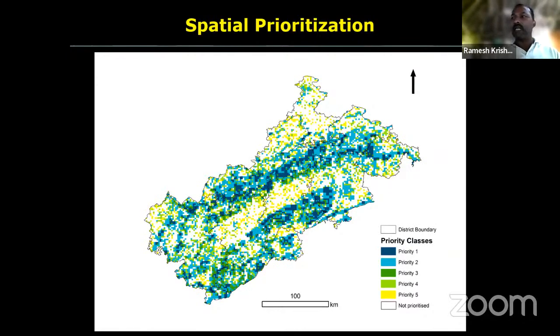So priority 1 is an area which has got high tiger movement plus high biodiversity. That's an area where we say no-go areas, inviolate areas, where we want to secure it at any cost. Priority 2 areas are more of tiger areas, maybe less biodiversity, things like that. So all these options already exist.